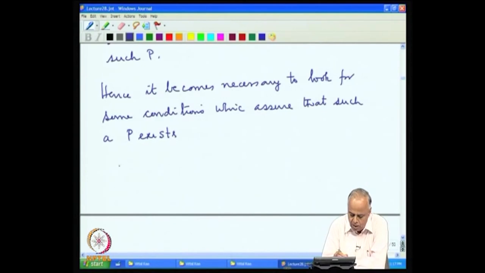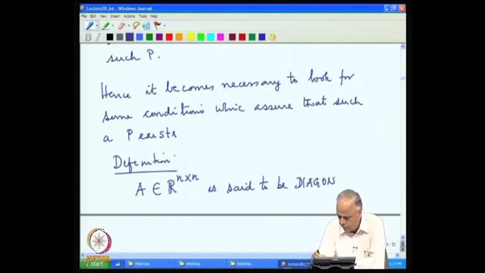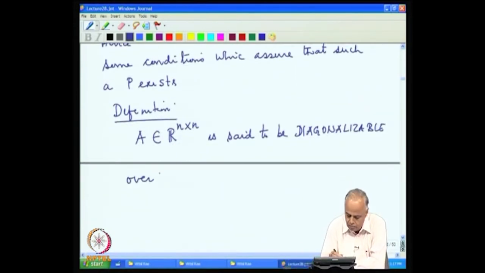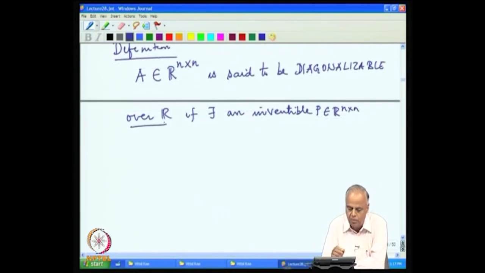So, we will use a terminology now. So, we will give a definition. A real n by n matrix A is said to be diagonalizable over R if there exists an invertible P in n by n real matrices, that is what is meant by over R, that the P that we are looking for is a real matrix, such that P inverse A P is a diagonal matrix.